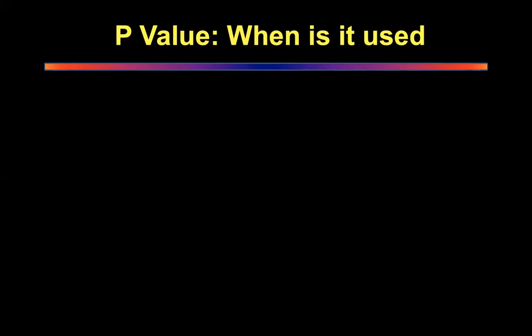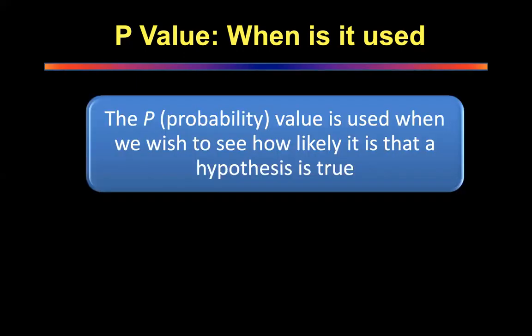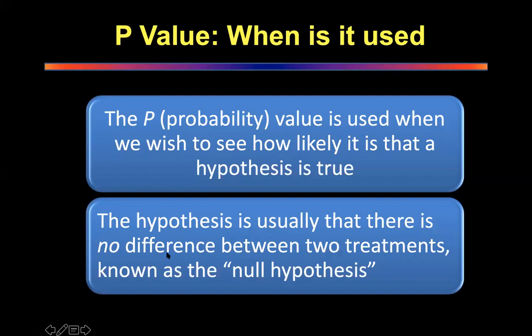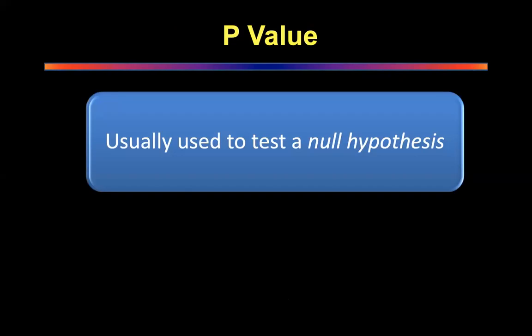P-value. Do you want to understand this? The P-value, the probability value, is used when we wish to see how likely it is that a hypothesis is true. Is this okay? Yes, sir. So the hypothesis is usually the null hypothesis. Whenever we start a study, we start with the null hypothesis, that we say that there is no difference between the 2 treatment groups. Are you okay with this? Yes, sir.